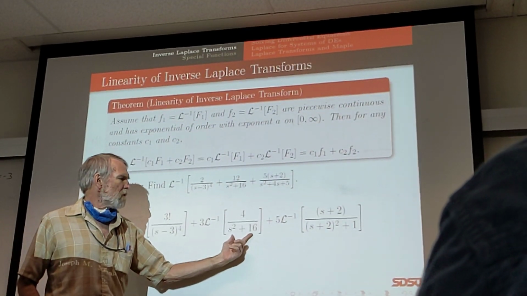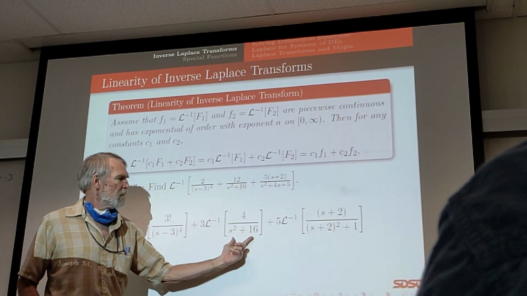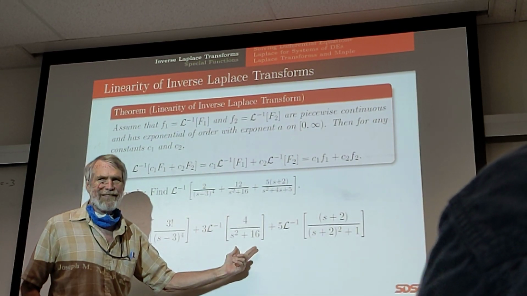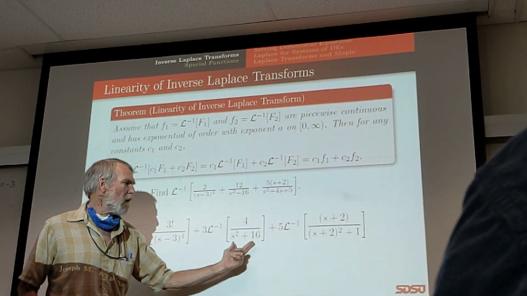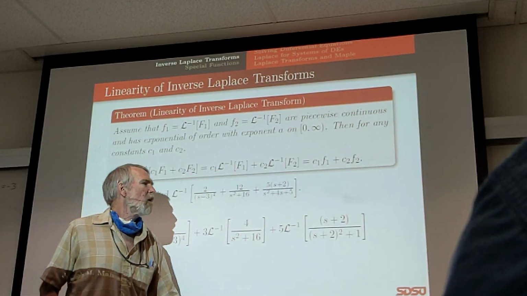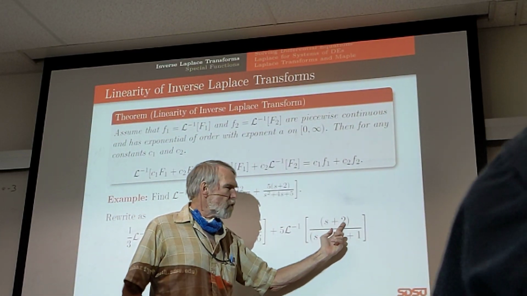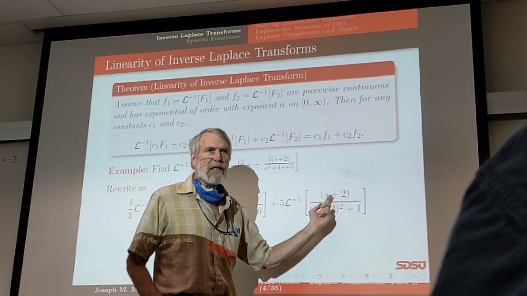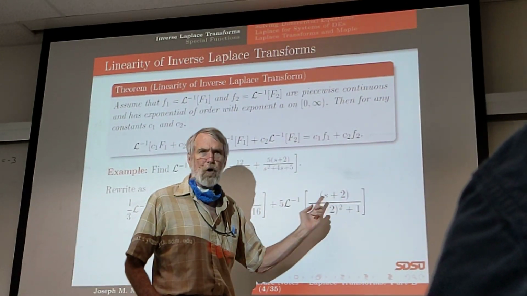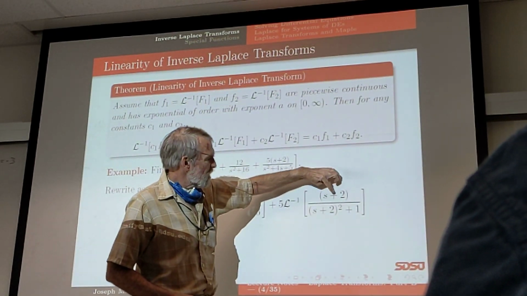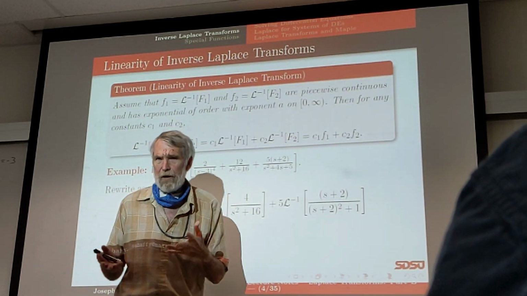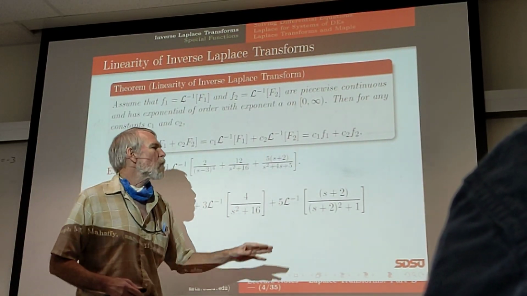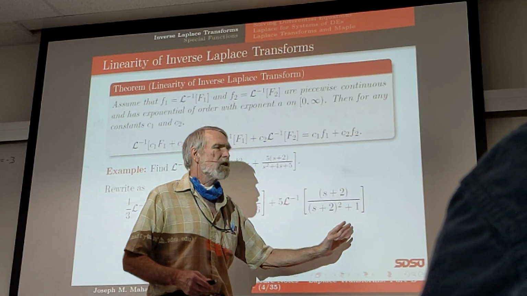Does anybody remember what this one was? It's like a sine or a cosine. Which sine one? It's the sine. So this one is sine of 4t. This one, we have an exponential shift. So this one tells us we're going to get an e to the minus 2t multiplying it. And then if you just think of this as s over s squared plus 1, which one is that one? It's the cosine. Okay, so we're going to get an e to the minus 2t cosine.